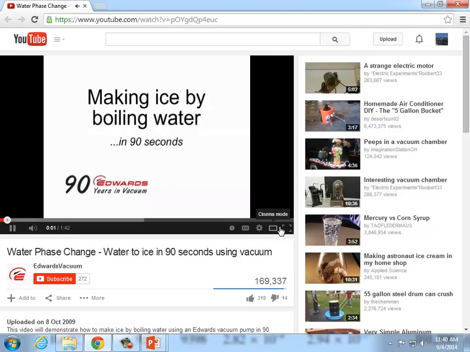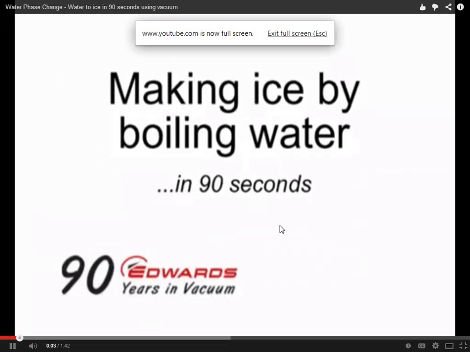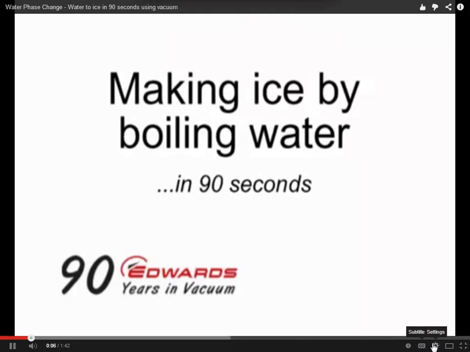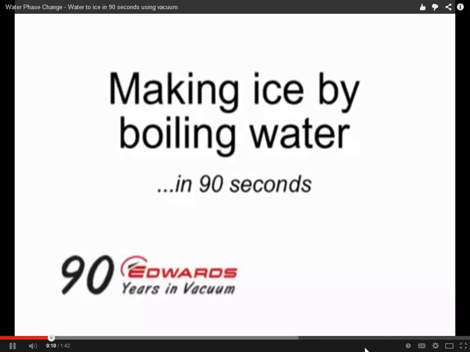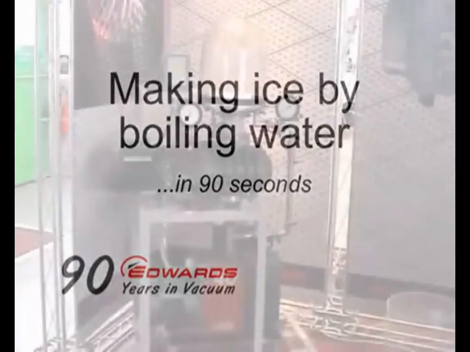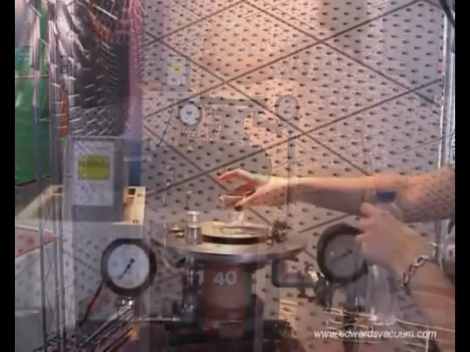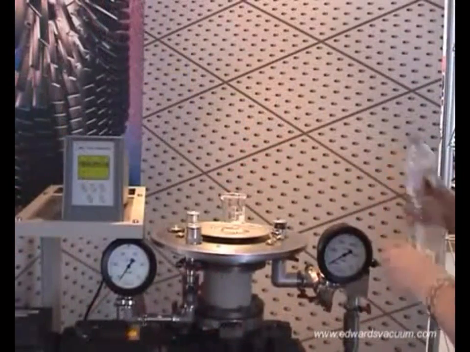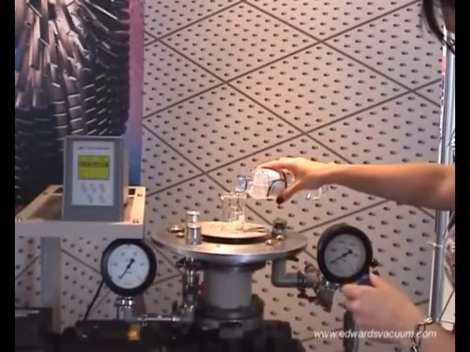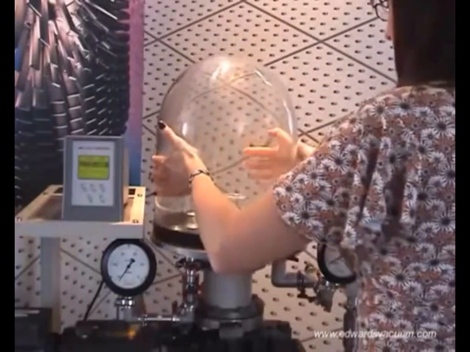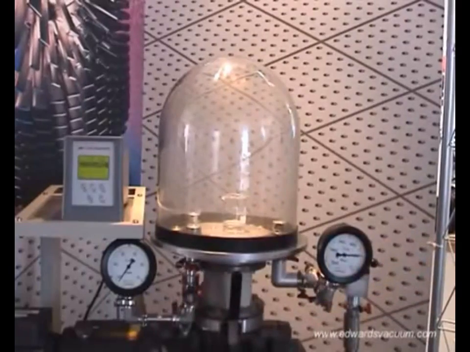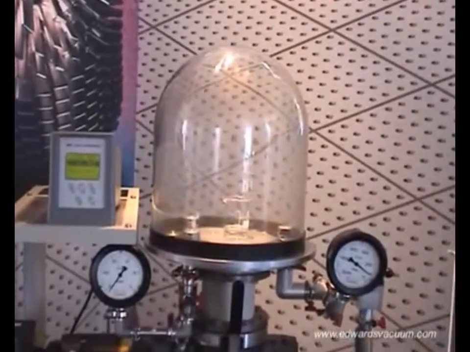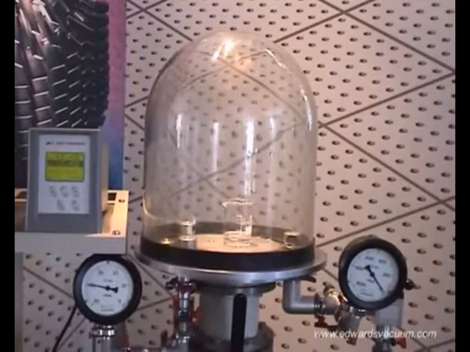We're going to demonstrate reduced pressure boiling by creating a vacuum in a glass vacuum jar and using an Edwards pump. By using and applying vacuum, we're making water change from liquid to vapor very quickly and very effectively. Water at room temperature is placed into a beaker before putting it into a glass vacuum dome. We now open the vacuum isolation valve. You can soon see the vacuum gauge showing around 20 millibars of pressure.